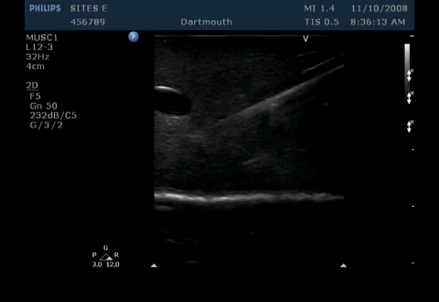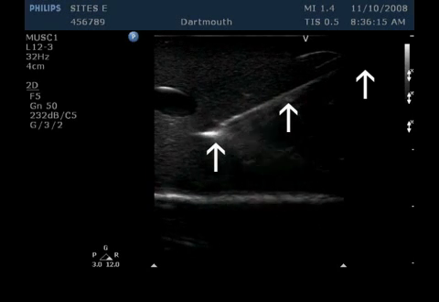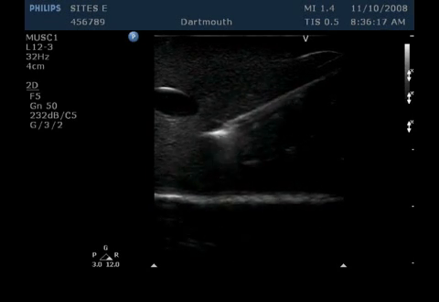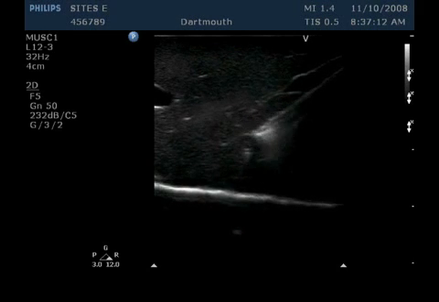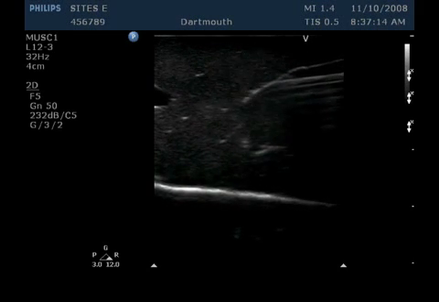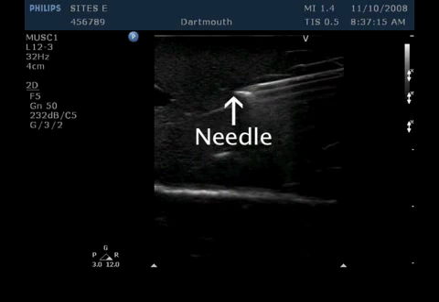The transducer is manipulated and the entire needle is now visible as indicated by the 3 arrows. Various maneuvers, which we will discuss in the later aspect of this video, optimize image quality. The in-plane needle insertion technique allows the full visualization of the needle, including its tip, as indicated here.